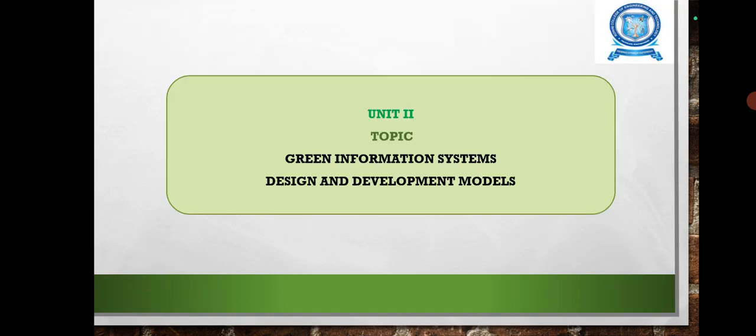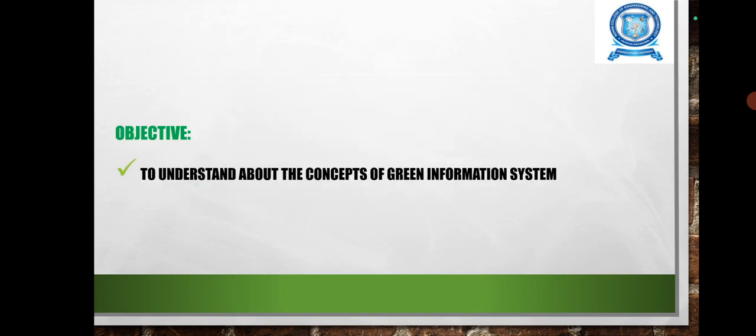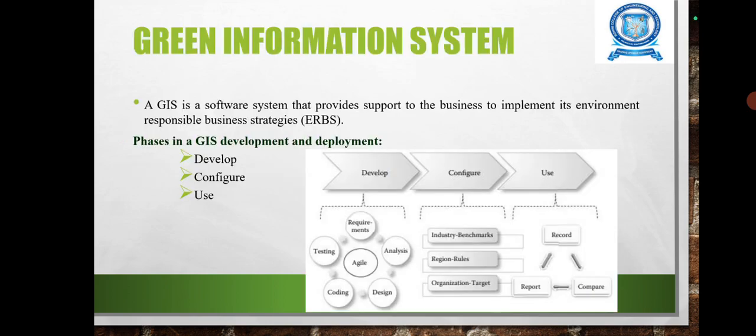Unit 2, topic Green Information Systems Design and Development Models. Objective: to understand the concepts of Green Information System. A Green Information System is a software system that provides support to the business to implement its environment responsible business strategies. Phases in a Green Information System development and deployment.